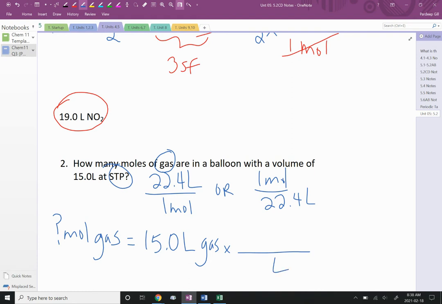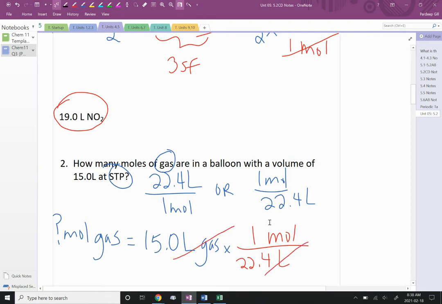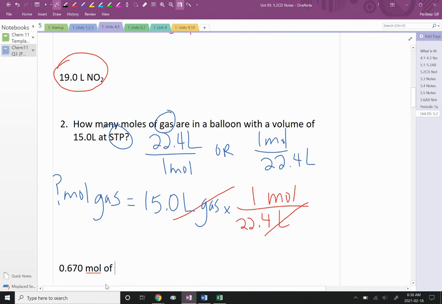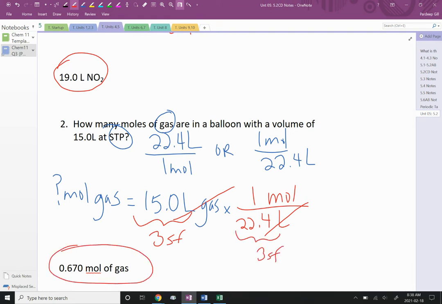And we want to get rid of liters. We want to get to moles. So let's just use the red color here. So 1 mole has 22.4 liters. Working through, you find that the liters cancel out, and you're left with 0.670 moles of gas. And in terms of sig figs, you've got 3 sig figs here in the 15.0, and then 22.4 is also 3 sig figs, so your answer should have 3 sig figs.